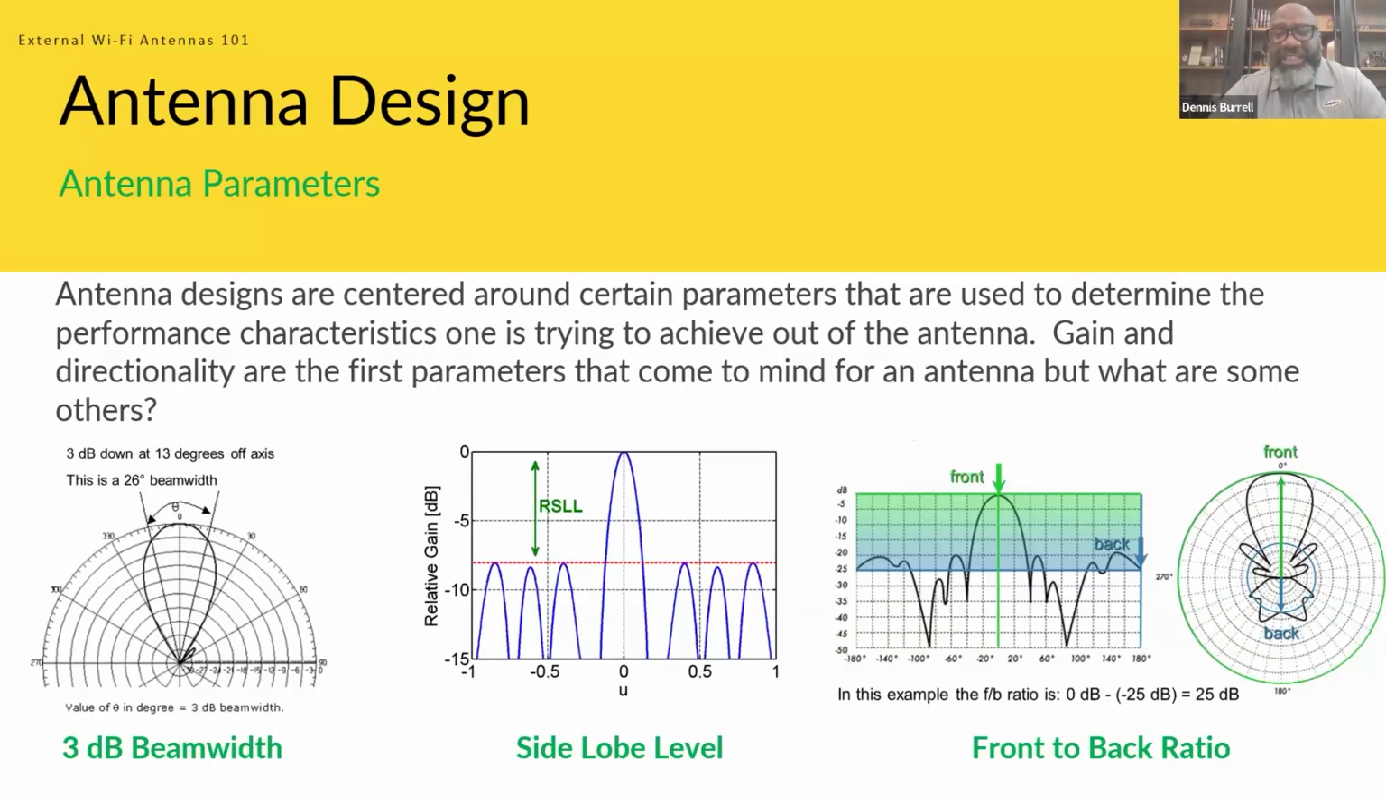So for front to back ratio, typically at 2.4, we're talking about at least 12 to 15 dB front to back ratio. And then in the 5 gig range, we've seen in some of our designs on the order of 20 to 25 dB. Cool, thank you.